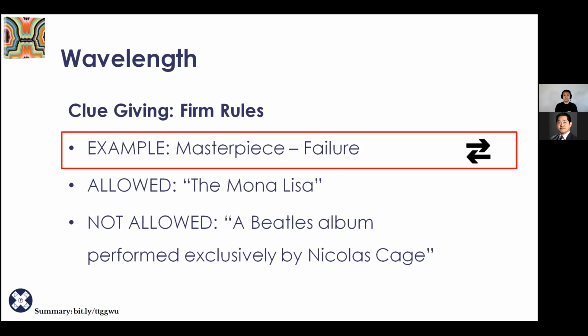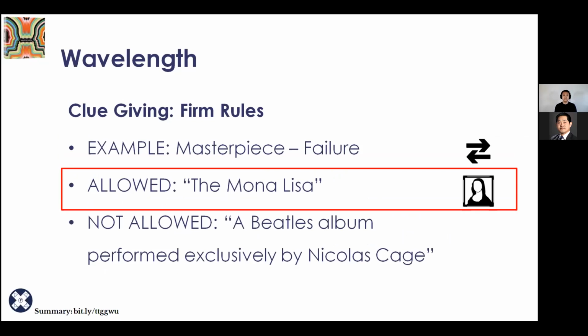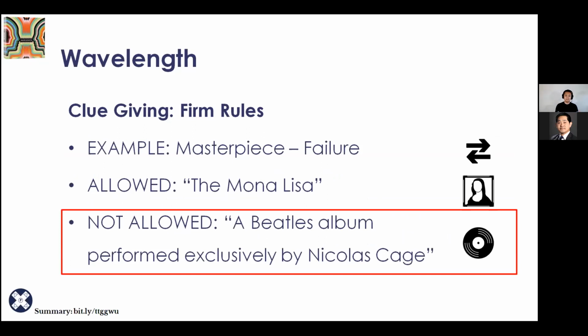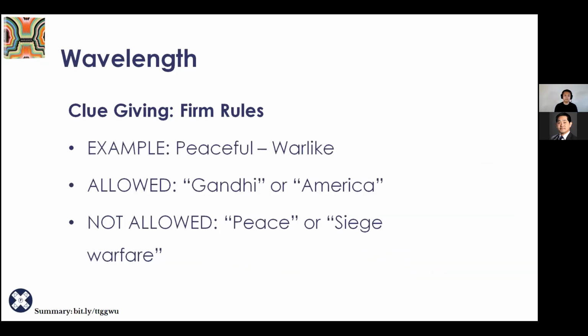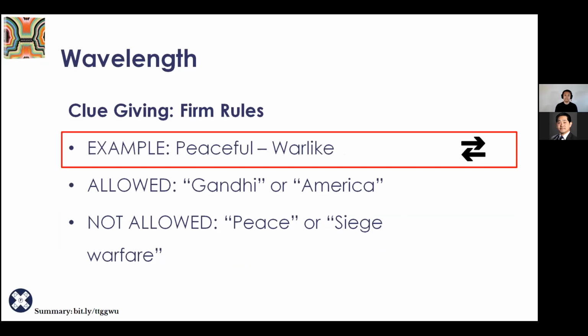All right, so another example here. Let's say that the spectrum is masterpiece to failure. One of the clues you can give is the Mona Lisa. However, one of the clues you cannot give is a Beatles album performed exclusively by Nicolas Cage, specifically because the rulebook explains it has to be an actual real thing. It has to be something that has some real life component to it. Because Nicolas Cage did not exclusively perform a Beatles album, this would be an example of an invalid clue pulled directly from the rulebook. And the last example here is rather straightforward.